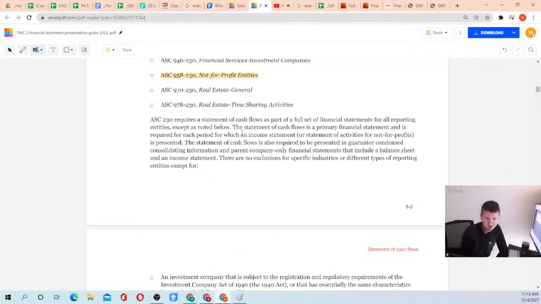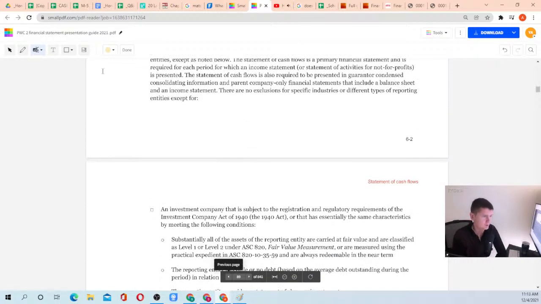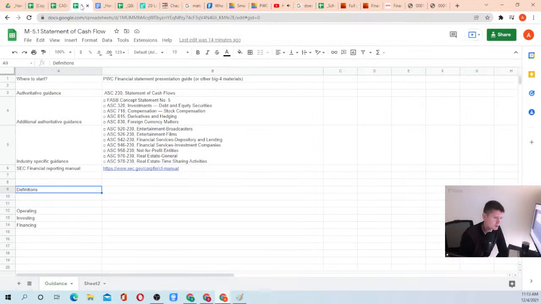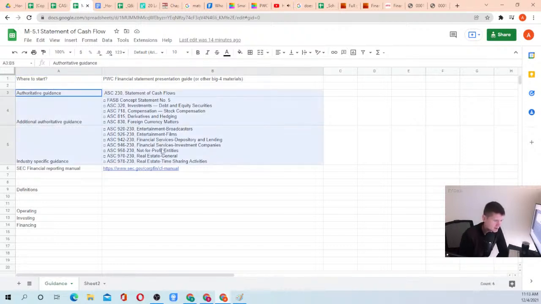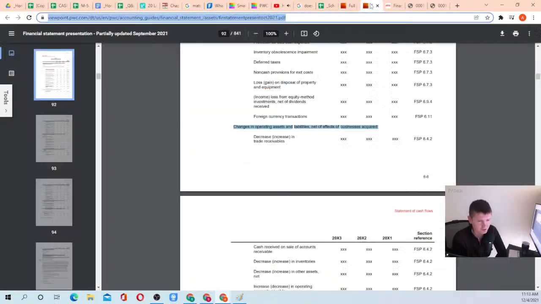I just highlighted several interesting moments in the guidance. So what do I do usually? When I prepare a memo for myself about the guidance, I start with that authoritative guidance. And then I go and try to collect some definitions from the standards, just to know what I am dealing with.